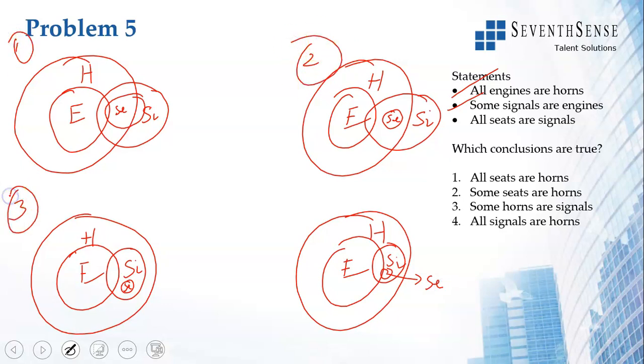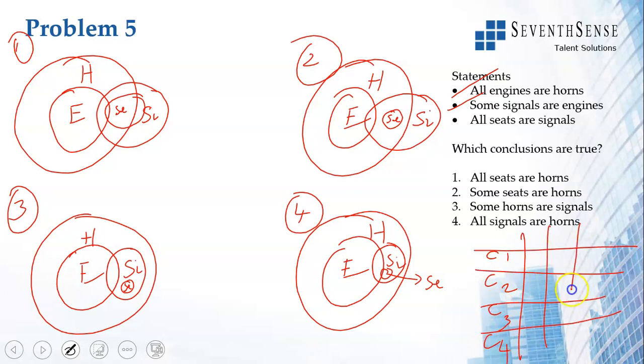Again, I repeat, you could draw in 3, you could draw in 4. However many you draw, your conclusions have to be true in all the drawings. The more you draw, the better and more accurate your answers would be. All seats are horns. If you see this section, these are seats which are not horns. Hence the conclusion is false there. You don't have to look further. So all seats are horns is wrong.